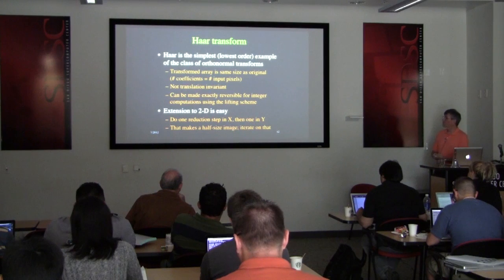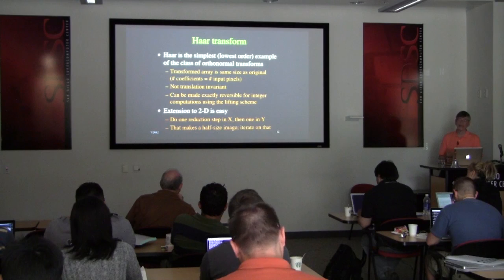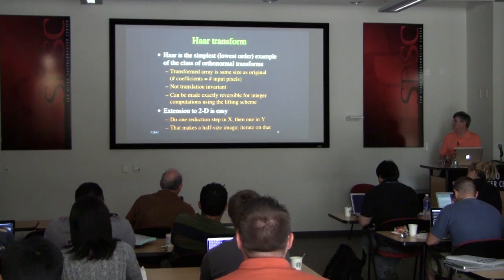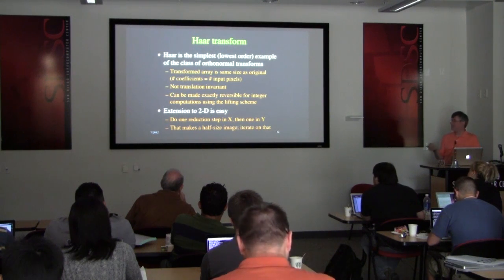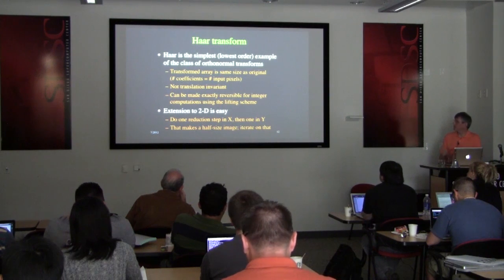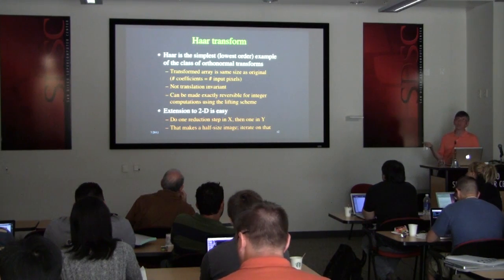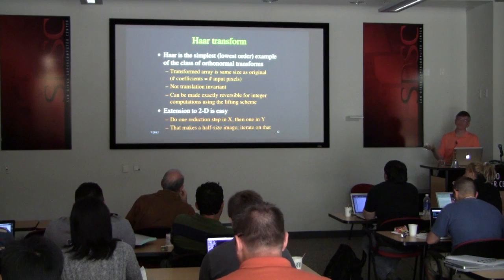The Haar transform is the simplest, the lowest order example of a whole class of orthonormal transforms. They have various properties which are useful for certain things and not so useful for other things. One nice property is the transformed array is the same size as the original array, so you can do these transforms in place in memory, for instance.